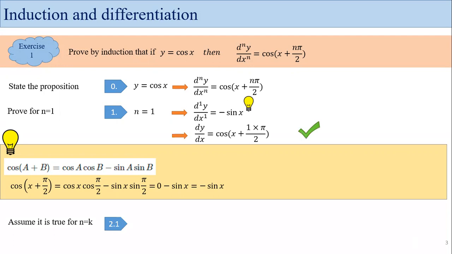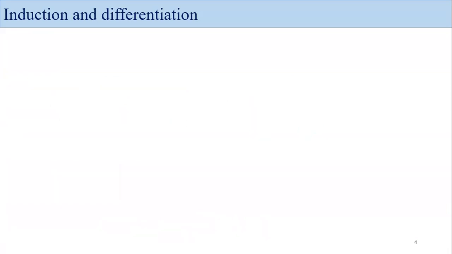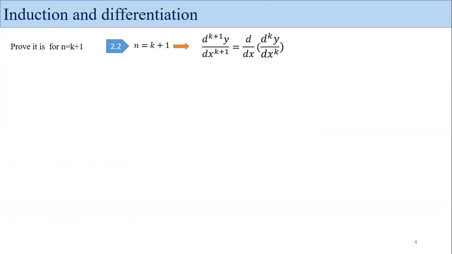Now, in the next step, we assume that the relation is working for n equal to k. So the kth derivative of cosine x is the cosine of x plus k pi over 2. In the last step, we try to prove it for n equal to k plus 1. So we need to calculate the (k+1)th derivative of cosine x. It is actually the derivative of the kth derivative of cosine x, which we obtained in step 2.1.